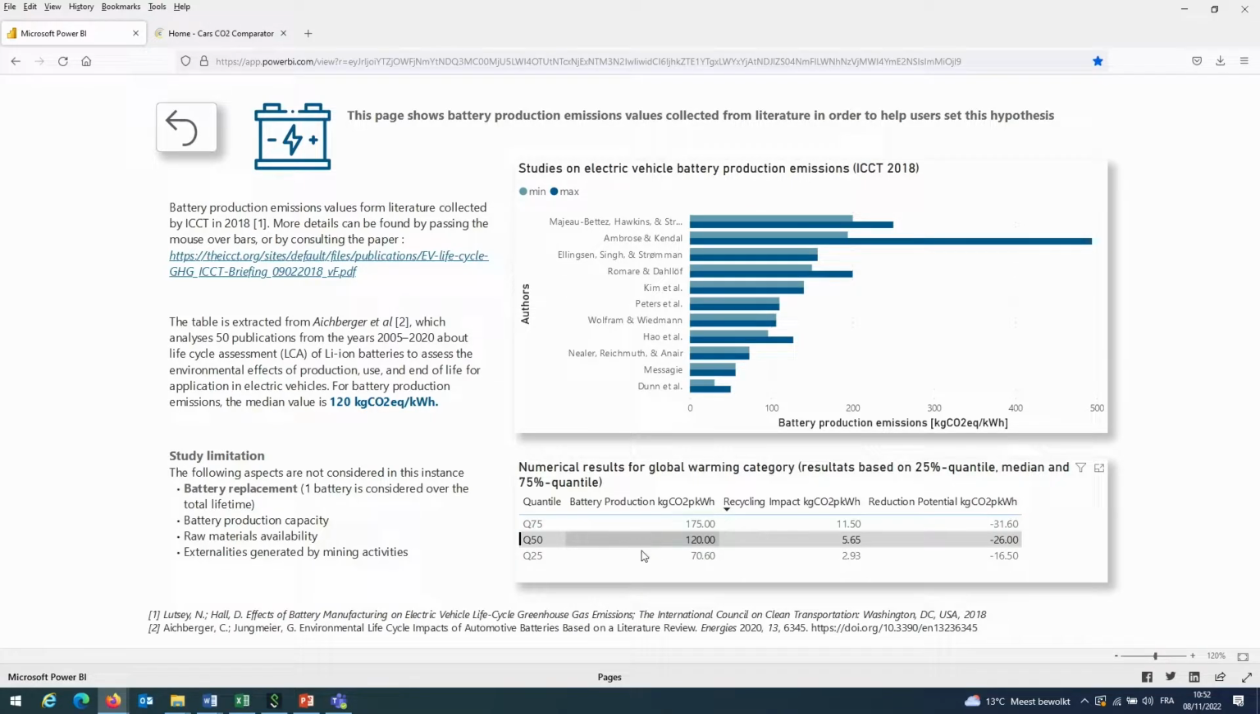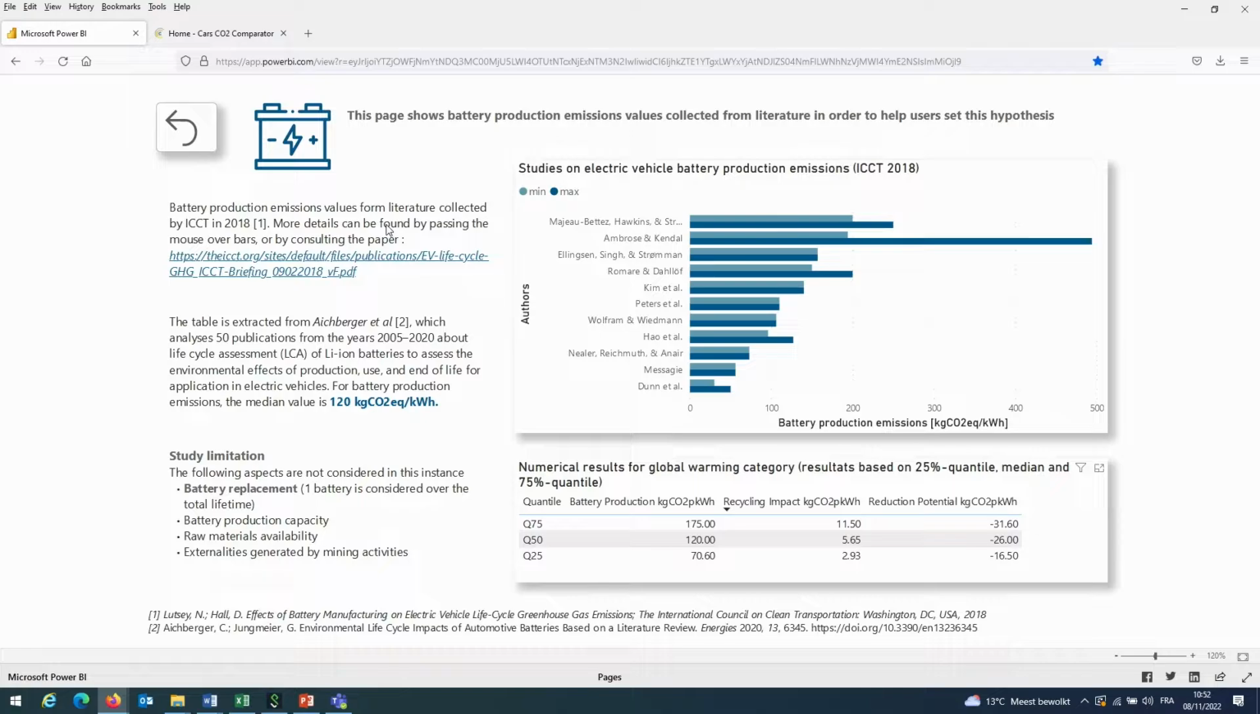This paper also includes the values for the first quartile of these 50 papers and the third quartile. So if you are not happy with this value, once again, you can change that.